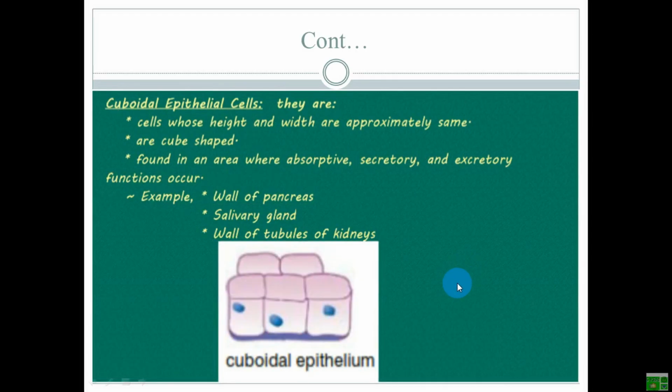The second one is cuboidal epithelial cells. They are cells whose height and width are approximately the same and are cube-shaped. Cuboidal epithelial cells are found in areas where absorptive, secretory, and excretory functions occur. For example, they are found on the wall of the pancreas, which means in secretory areas. Again, they are found on the wall of salivary glands and on the wall of tubules of the kidneys. So this is the typical structure of cuboidal epithelium, which is cube shaped.